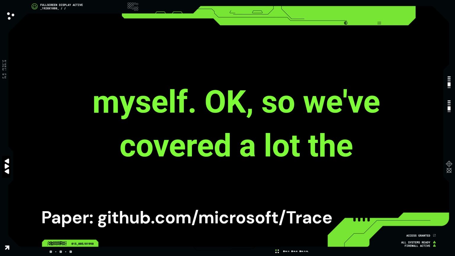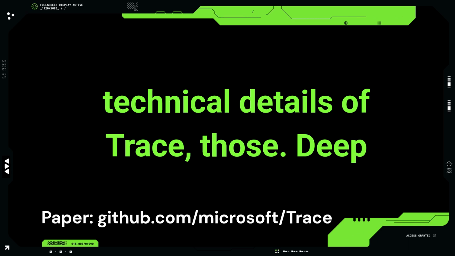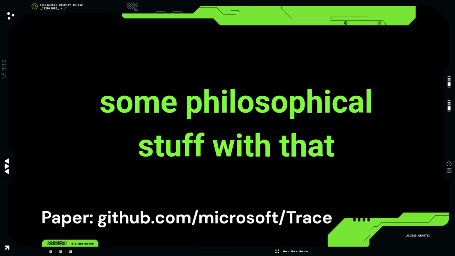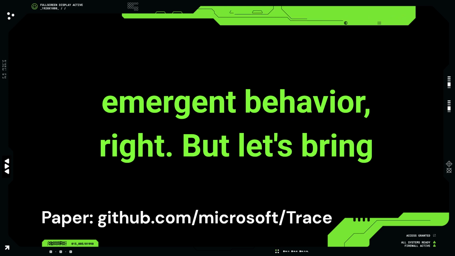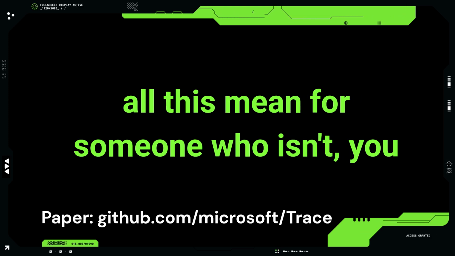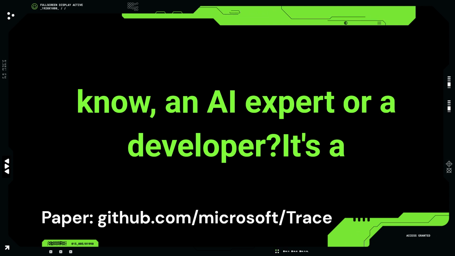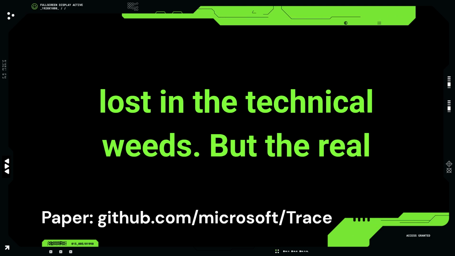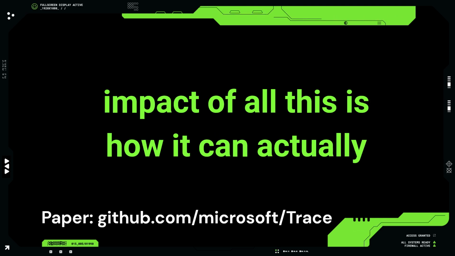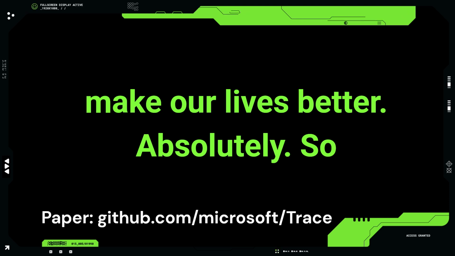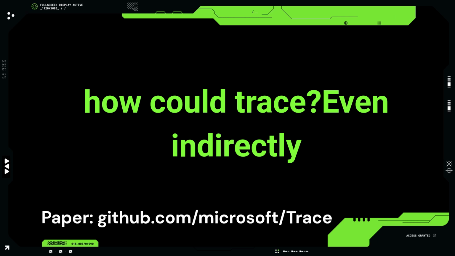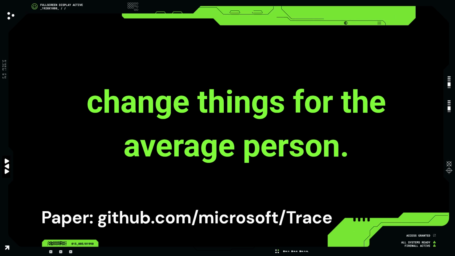Okay, so we've covered a lot, the technical details of Trace, those deep agent workflows. Yeah, even touched on some philosophical stuff with that emergent behavior. Right, but let's bring it back to our listener now. What does all this mean for someone who isn't an AI expert or a developer? It's a good question because it's easy to get lost in the technical weeds, but the real impact of all this is how it can actually make our lives better. Absolutely. So how could Trace even indirectly change things for the average person?